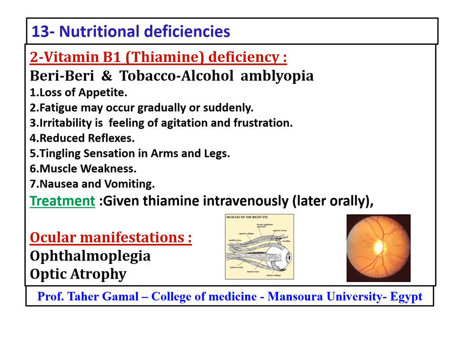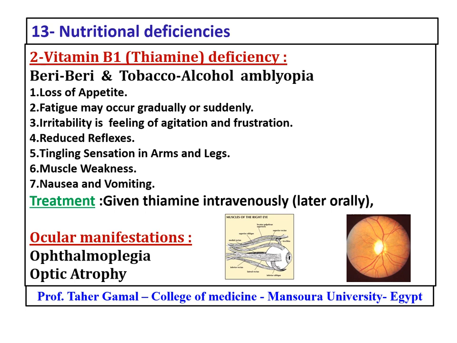The second nutritional deficiency is vitamin B1, that is thiamine deficiency. It leads to beriberi, or tobacco-alcohol amblyopia, manifested by loss of appetite. Fatigue may occur gradually or suddenly. Irritability is a feeling of agitation and frustration. Reduced reflexes, tingling sensation in arms and legs, muscle weakness, nausea and vomiting. The treatment is giving thiamine intravenously, later orally.